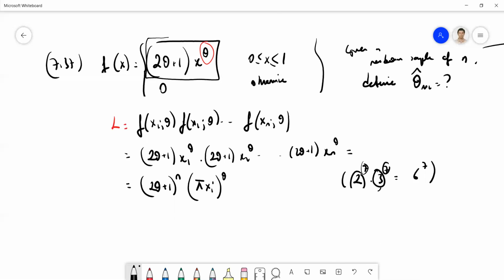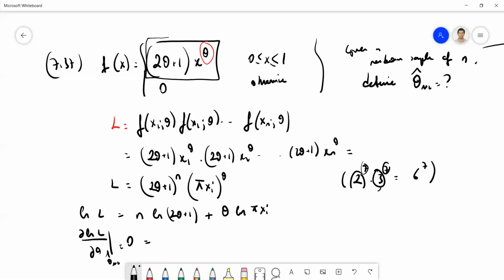Anyway, (2 theta plus 1) raised to the power n, and the product of xi values here raised to the power n. Okay, this is going to be our L. Then when we take the natural logarithm, it's going to be n times ln(2 theta plus 1) plus this thing here, ln of the product of xi. That's great. Then we take the partial derivative and make it equal to 0. Let's see, we have n here and we have 2 here, so it's going to be 2.